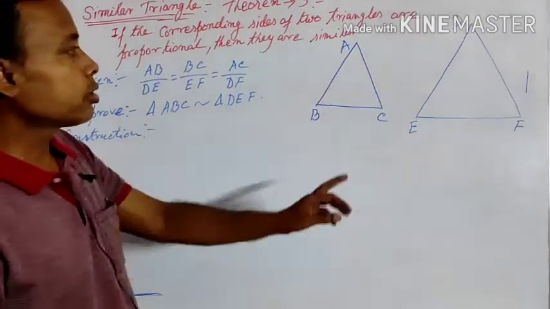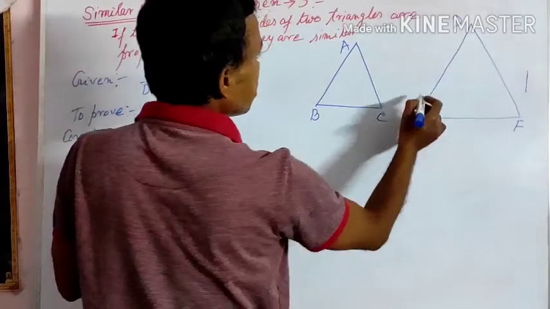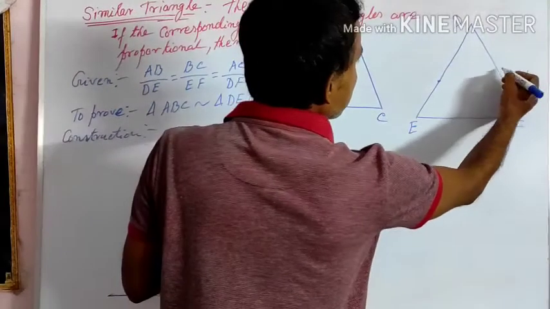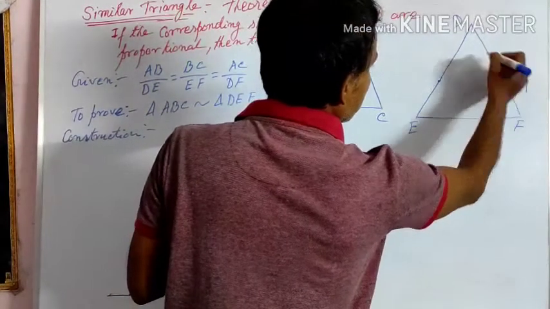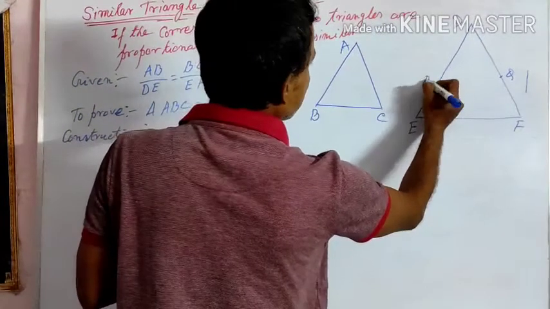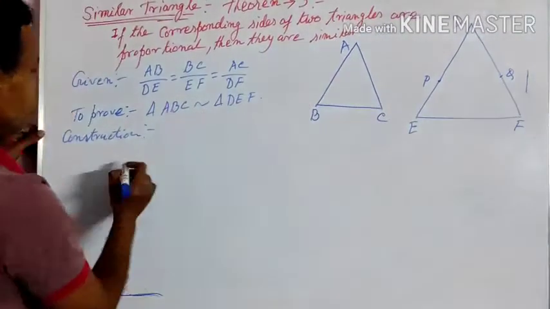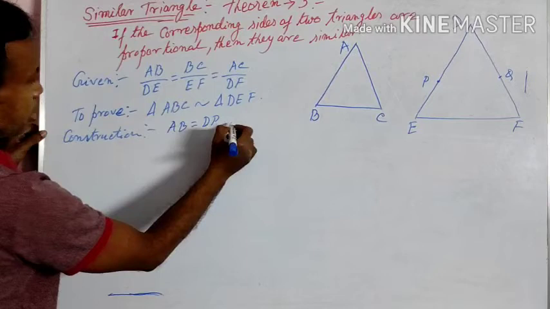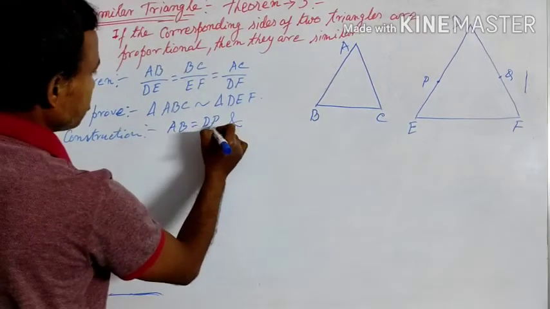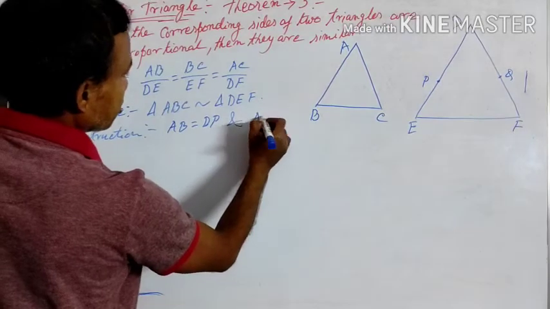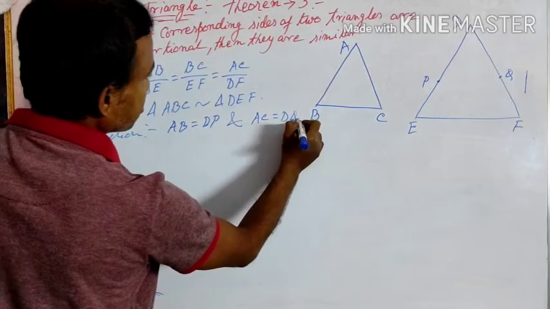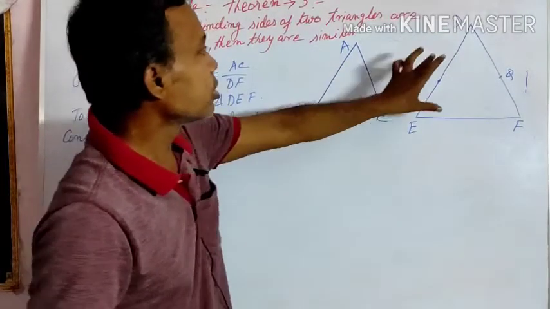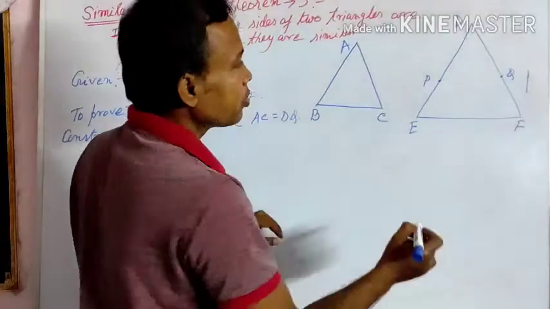Construction. Take a point P on DE and take a point Q on DF such that AB is equal to DP and AC is equal to DQ. That is, AB is equal to DP and AC is equal to DQ. Now join PQ.